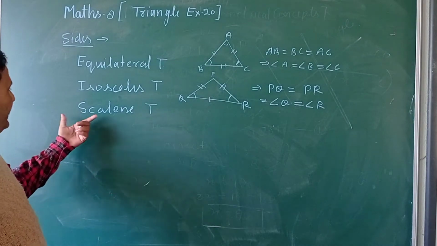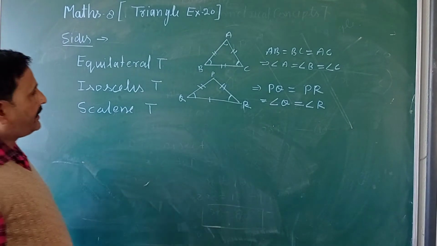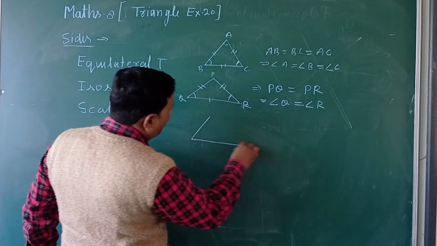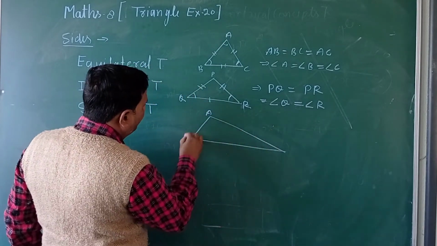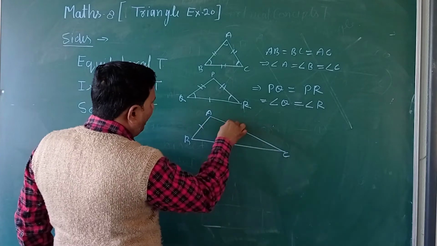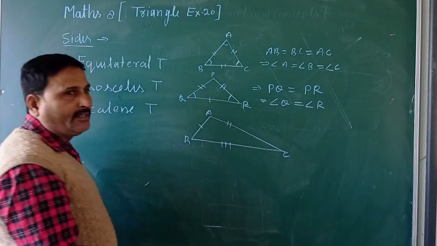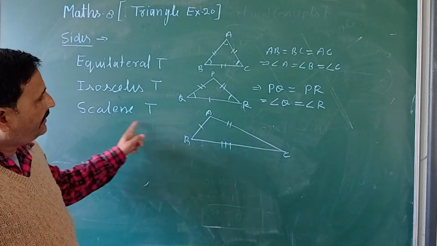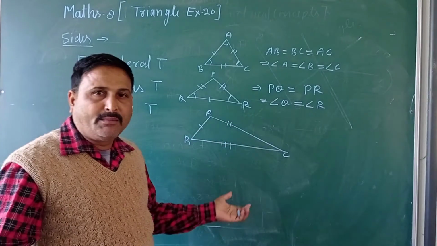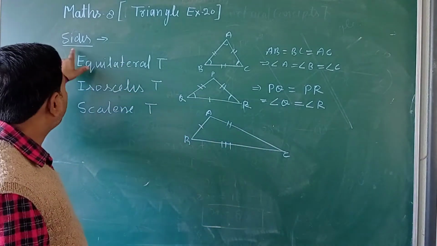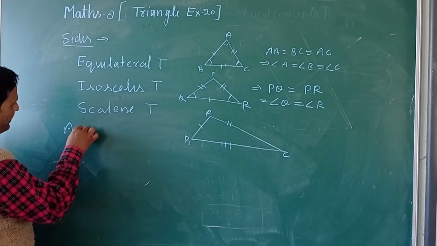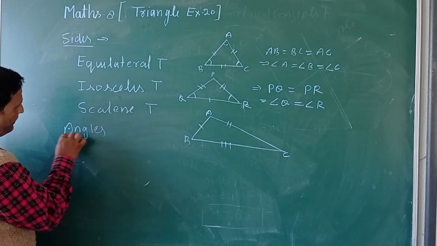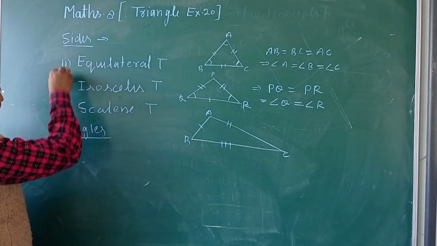Third one, scalene triangle. A triangle in which all three sides are different is known as a scalene triangle. If sides are different, then angles will also be different. This is on the basis of sides. Now on the basis of angles, triangles are also of three types.